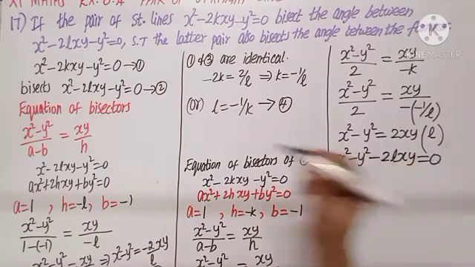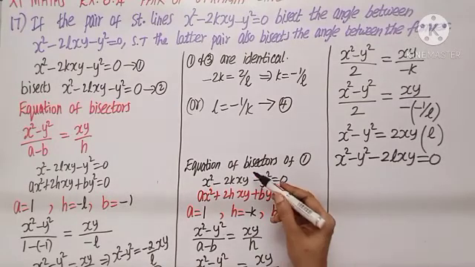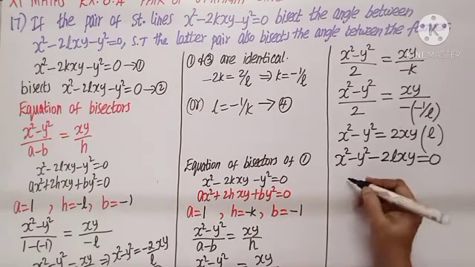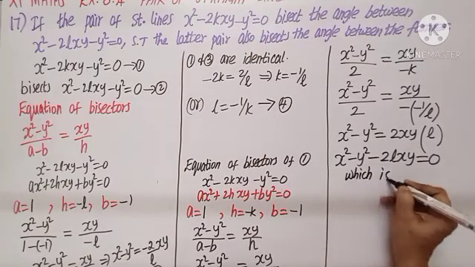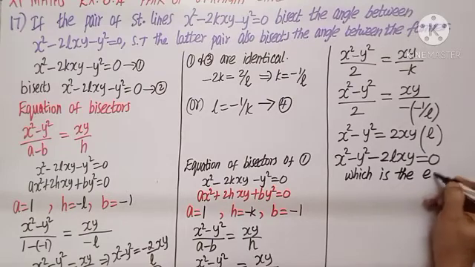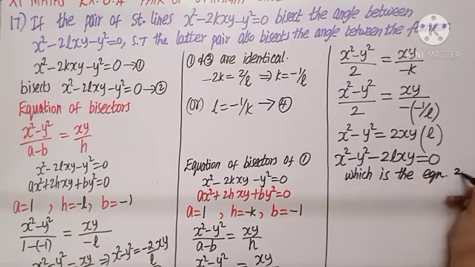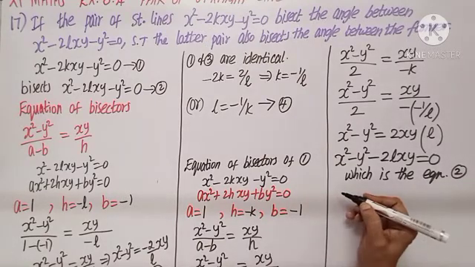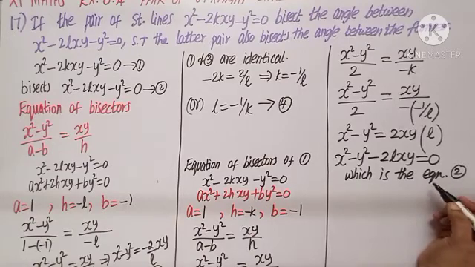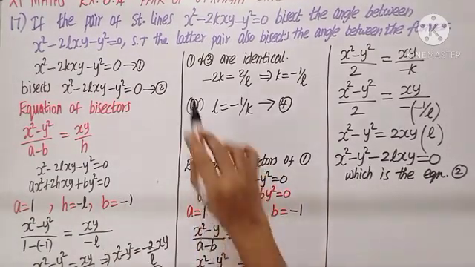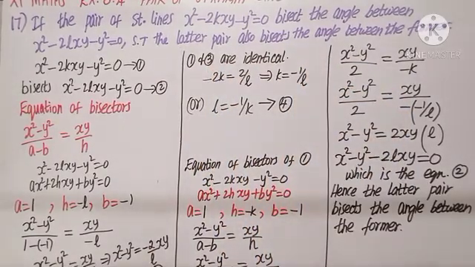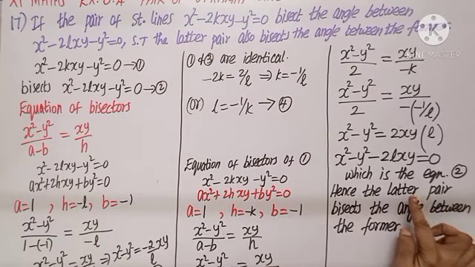This is the second equation. I started doing bisectors of 1, and I arrived at the second equation. Hence the problem. So as I do bisectors of 1, I arrived at equation 2. So we will say the second equation bisects the first equation, or I will say the latter pair bisects the angle between the former. Hence we conclude that the latter pair bisects the angle between the former.